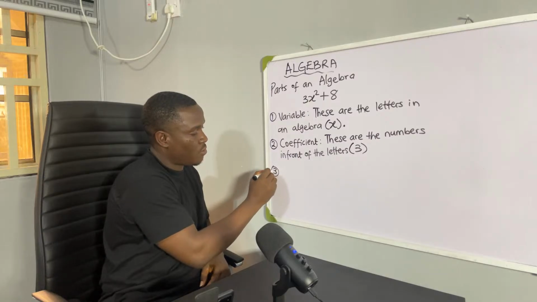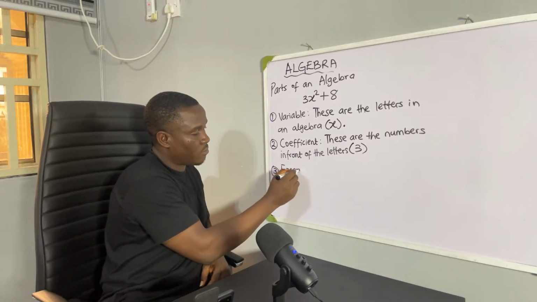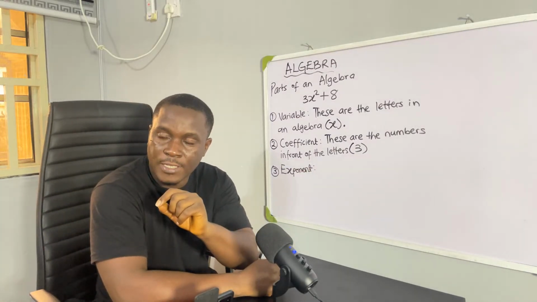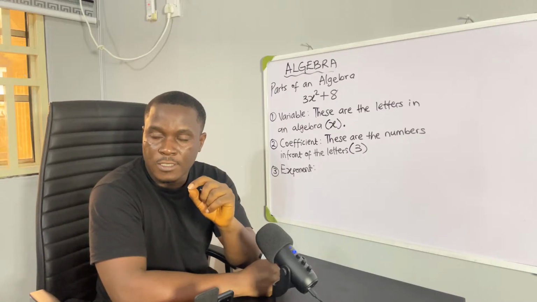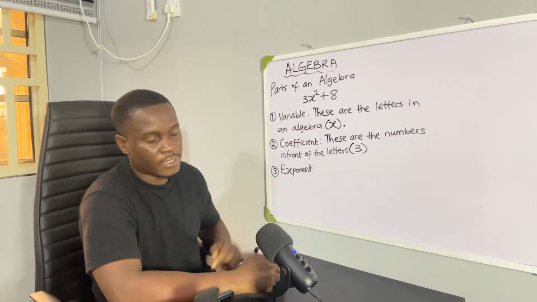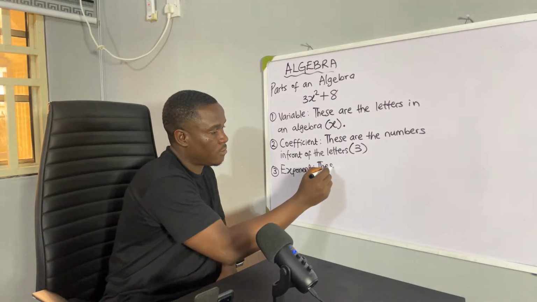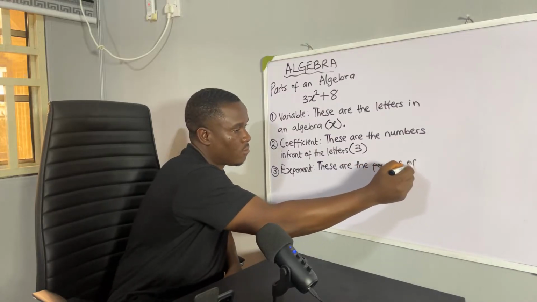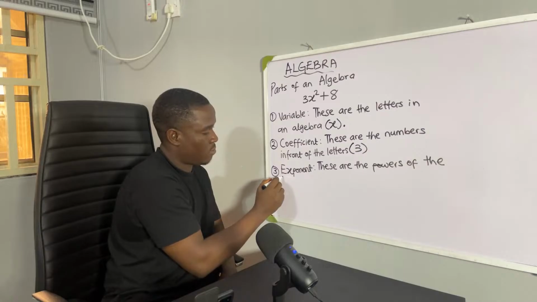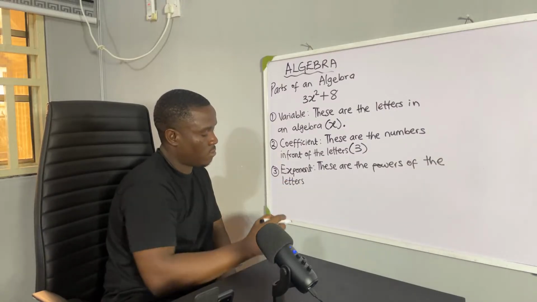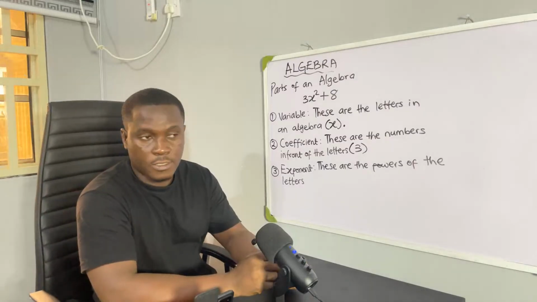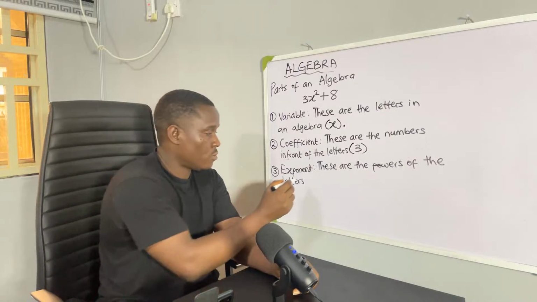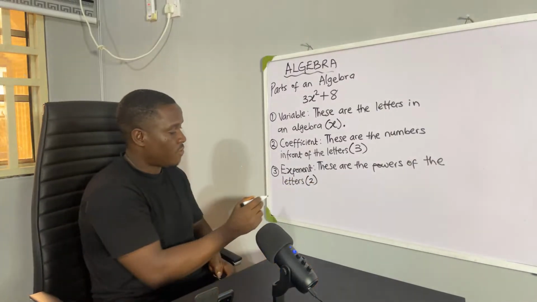Number 3, we have the exponent. The exponents are the powers of the letters. So in this example, what's the exponent? 2.